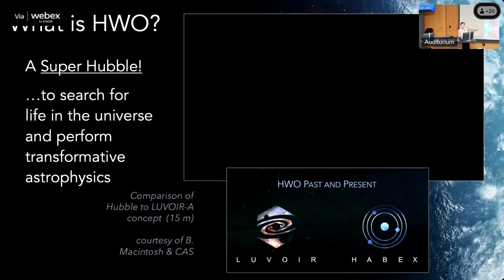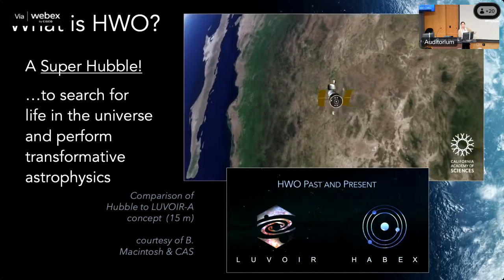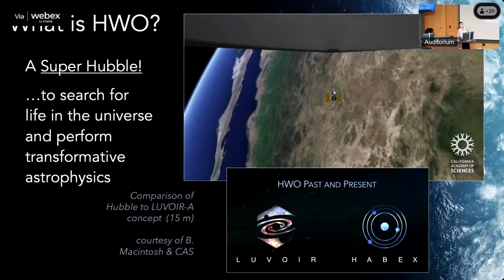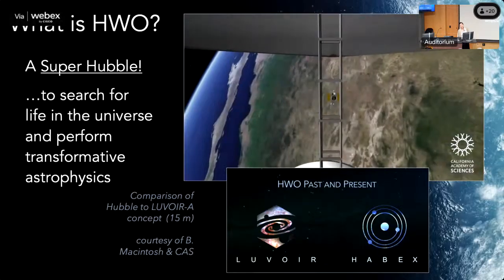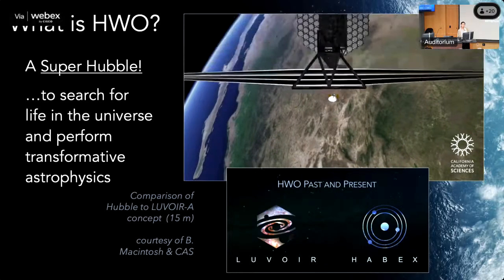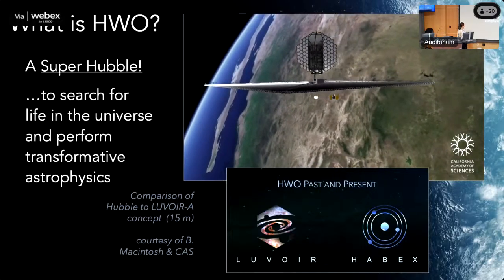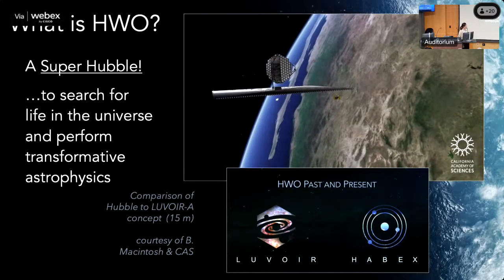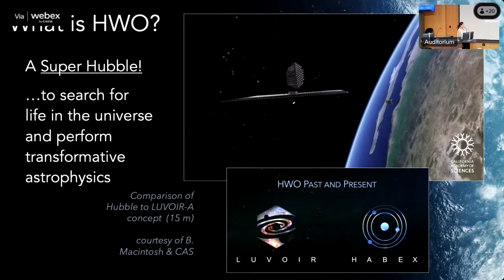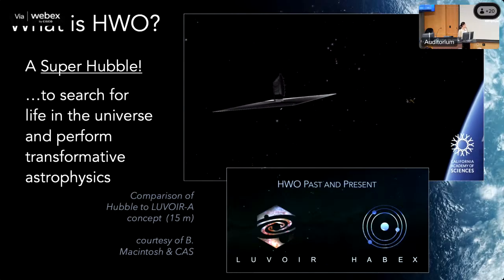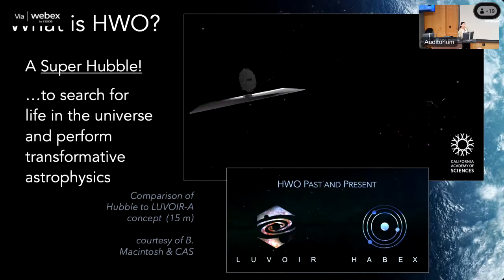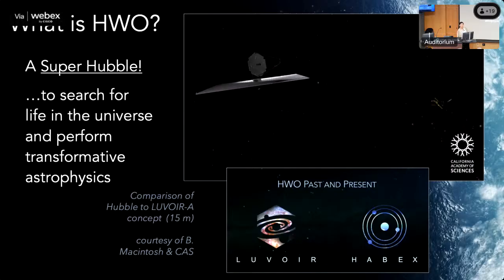A much easier way of thinking about this, especially for those of us who are Hubble users, is that HWO is a super Hubble. Imagine a Hubble 3 times bigger, with the key project. Remember why Hubble was launched in the first place? It had these key projects. This key project will be to search for life in the universe. This is now a really outdated animation, but it's always fun to show because it compares Hubble to a LUVOIR concept. I'll show later what updated animations and models look like, and they are not in low Earth orbit.